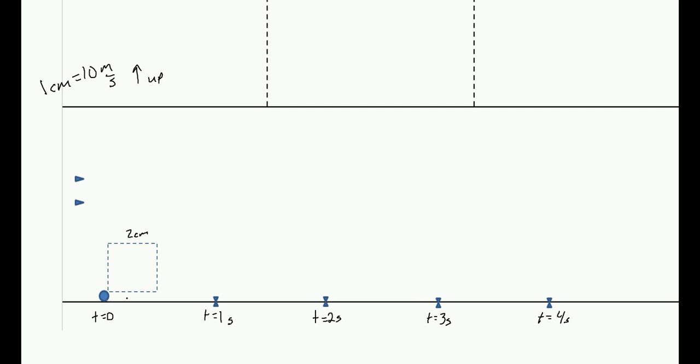We're going to give this particular vector a horizontal velocity of 20 meters per second, so that takes the entire 2 centimeters here. So we have a horizontal velocity Vx of 20 meters per second to the right. We'll give it a vertical velocity of 20 meters per second, so Vy is 20 meters per second up.